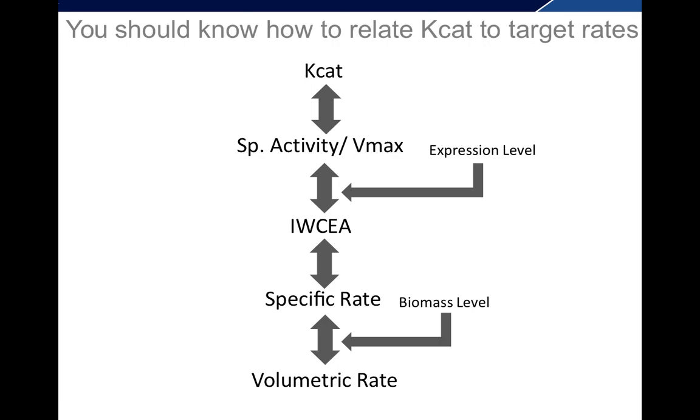The nomenclature can make a lot of this very confusing, but in general it should be pretty simple if you just walk through it a few times. And this way you can actually design how well your fermentation will be given a certain kcat and expression level, or you can say what would be the needed enzyme kcat for a particular volumetric rate.